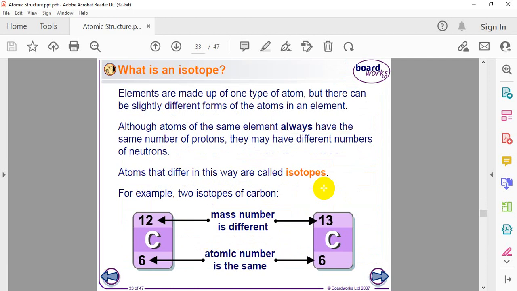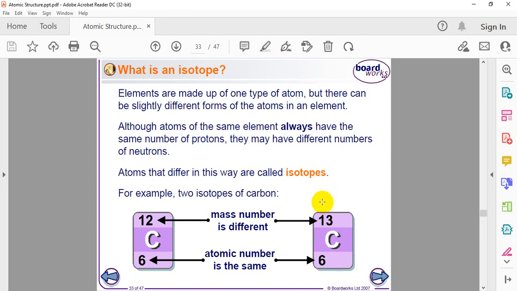Isotopes. Elements are made up of one type of atom, but there can be slightly different forms of the atoms in an element. Although atoms of the same element always have the same number of protons, they may have different numbers of neutrons. Atoms that differ in this way are called isotopes.